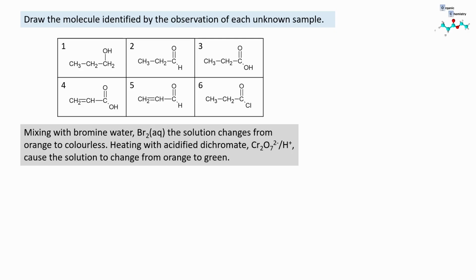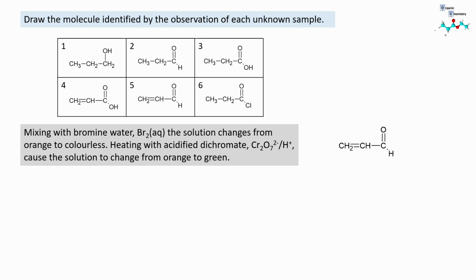They heated it with acidified dichromate, which is an oxidation reaction, and it changed from orange to green. So it was oxidized. Now, the things that can be oxidized are primary and secondary alcohols and aldehydes. Number 4 is one of our first options, but it has a carboxylic acid functional group. It is not going to be oxidized. Number 5 has an aldehyde functional group, and it is going to be oxidized. So number 5 both has the double bond that will cause the observed reaction with bromine water, and the aldehyde functional group that will cause the observed reaction with acidified dichromate. And this is the molecule here.